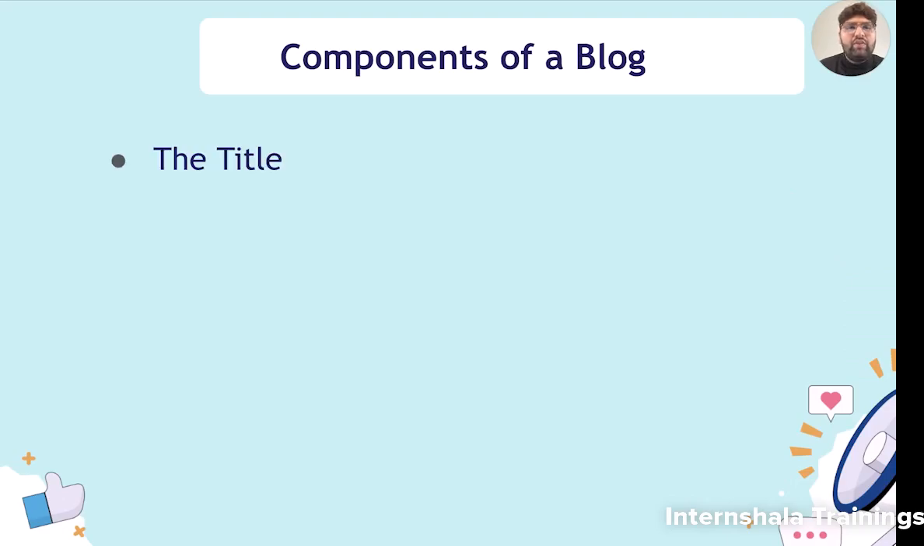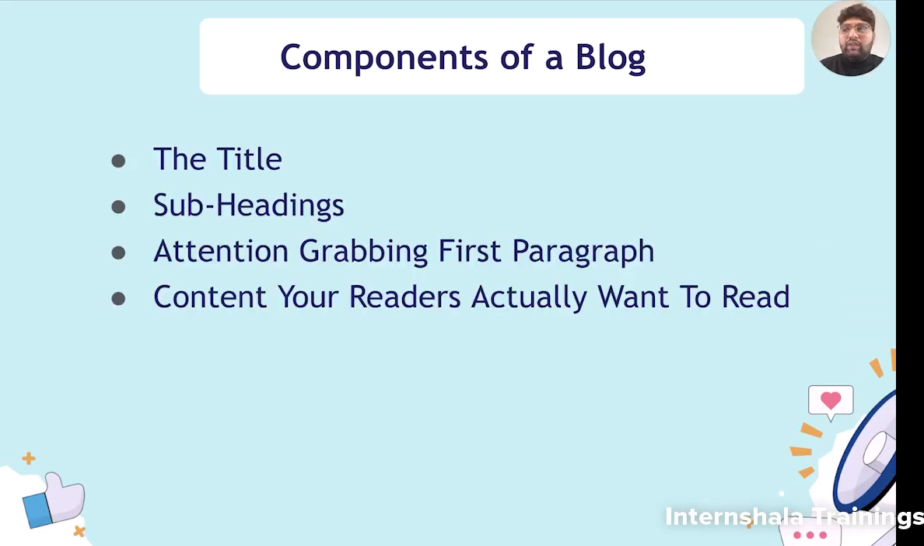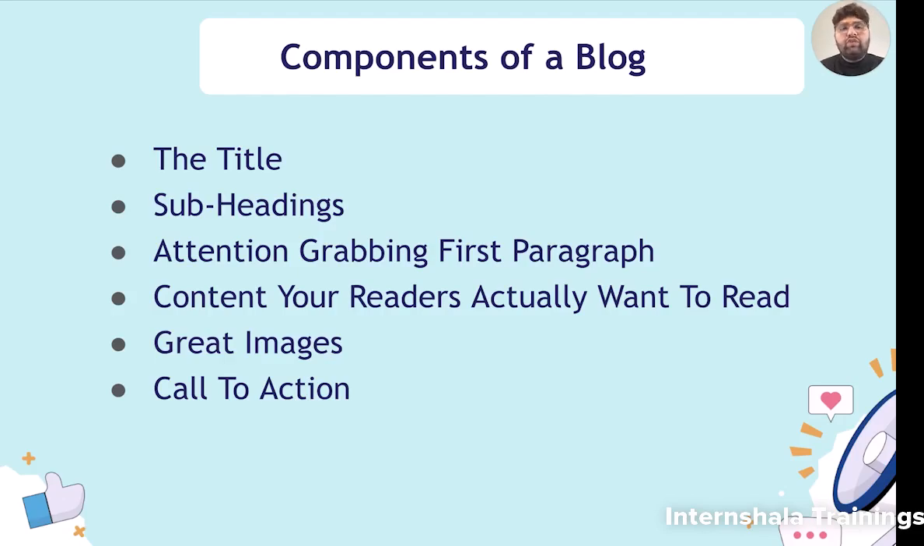So the very first component we have is the title. Second, we have something known as subheadings. Third, we have the first paragraph which a user will read. Fourth, we have the content, the actual content of your entire blog, which a user will read. Fifth, we have some visuals. Last but not the least, we have CTA, which refers to call to action. All these are the components of a blog. So if you are writing a blog, these are 6 must-have things for your blog.